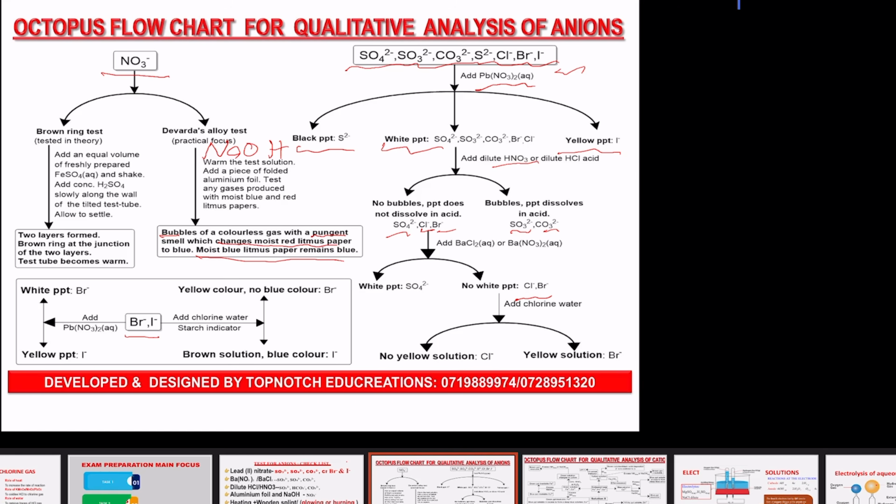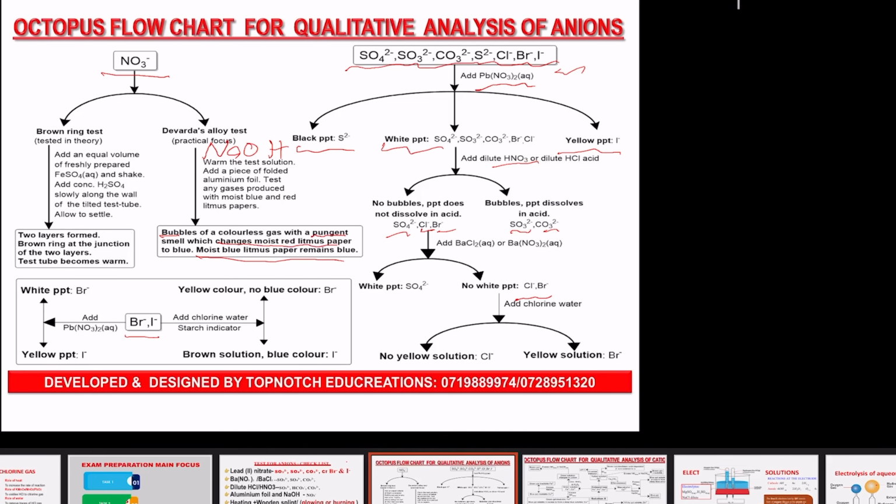Then you can also add chlorine water followed by a starch indicator. The reason there is a need to differentiate bromine and iodine is that bromine solution is yellow and iodine is brown, and those colors are easily confused by students. So sometimes, to differentiate them, you can be told to add chlorine water, whereby it's going to displace either bromine or iodine, then followed by a starch indicator.